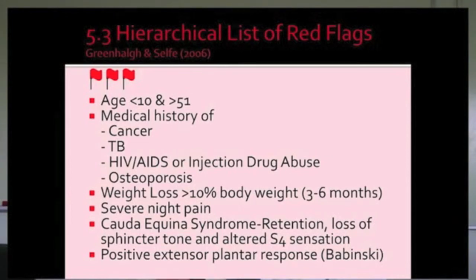Okay? Despite some of the evidence that I've already quoted, we still feel that severe night pain is quite an interesting red flag, and we've actually kept that in the list. And the kind of night pain that we're talking about are the patients that have to sit in a chair, they can't lie flat, they're crying with pain at night. And this sort of picture is slightly different to the kind of picture I was painting earlier in the back pain triage clinic. So this is a very severe kind of night pain. Then we've got cauda equina syndrome, which I'll talk a bit more about later, and then positive extensor plantar response, or the Babinski reflex. All of these items retain a weight of 3 red flags.